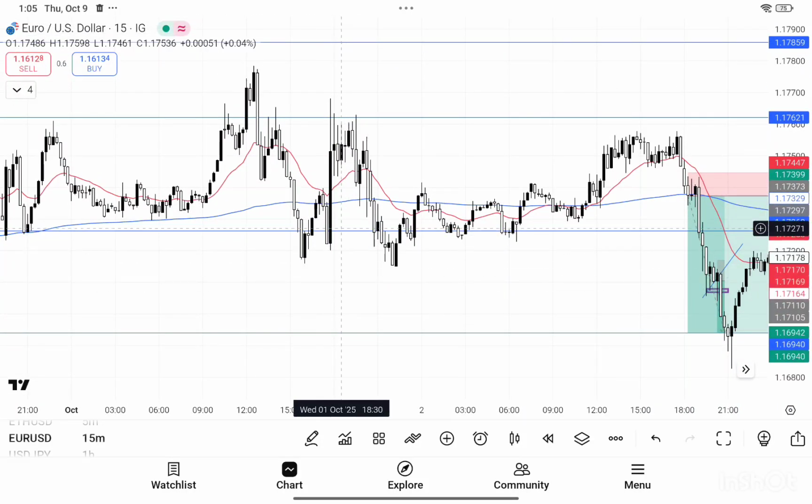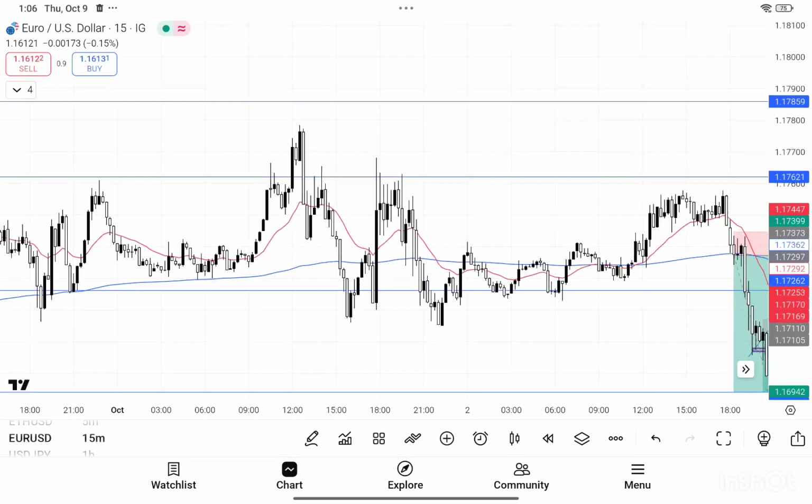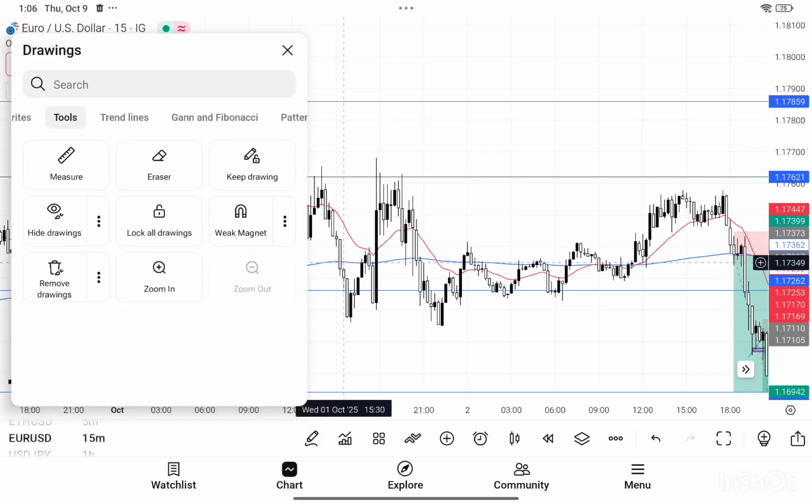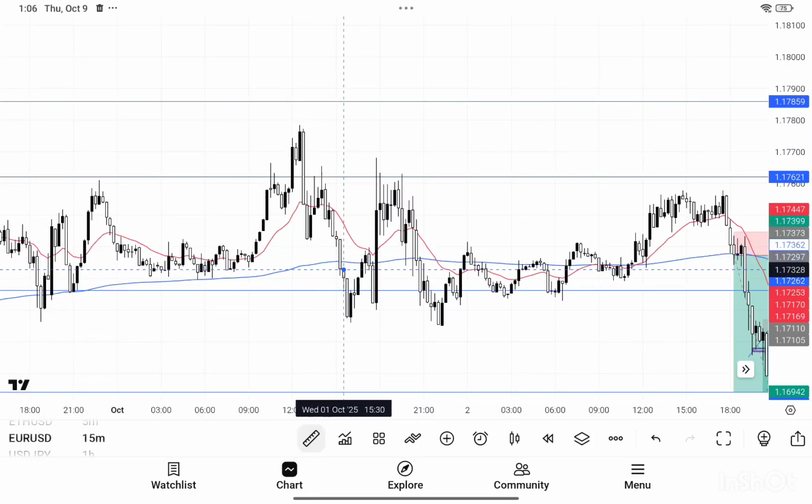Please do not enter in candles like this. These are always manipulative candles. Never enter in candles like this. This is also another SL. This is also another SL. This is also another SL.